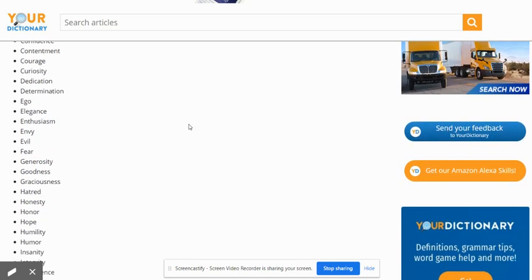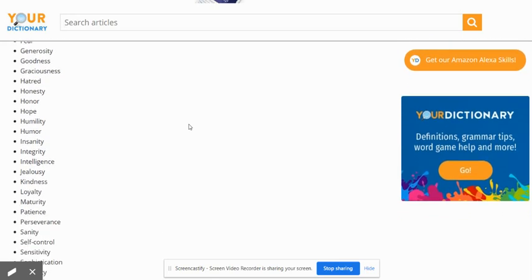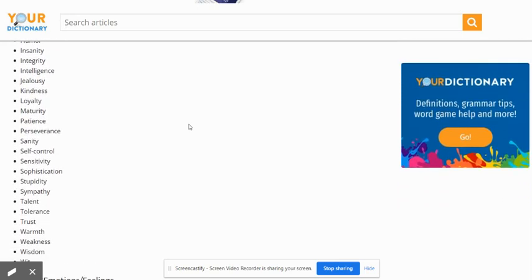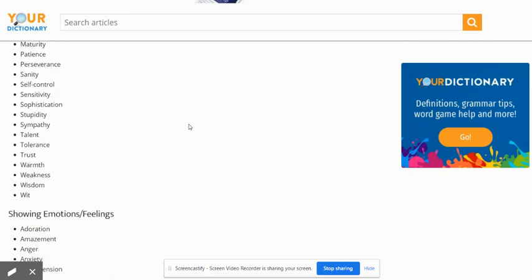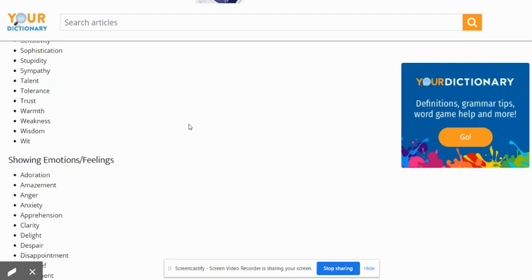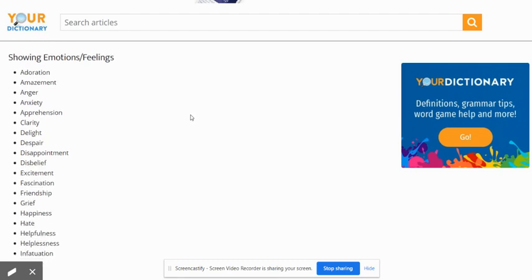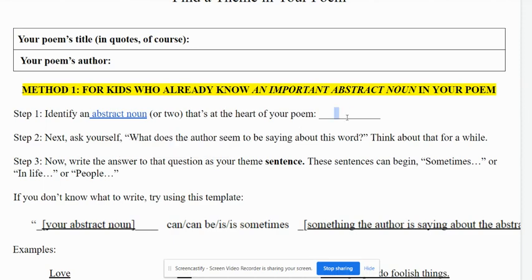So just let your eyes gently drift over these words, and one of them is going to jump out at you as being, yes, this is at the heart of my poem. Like, yes, my poem is about sympathy. Now that I see it written there, I realize. Or yes, my poem is about grief. All right, so you've got that word. You're going to write it here.